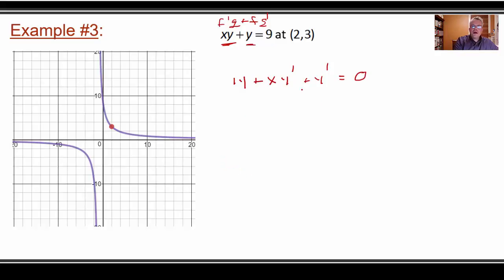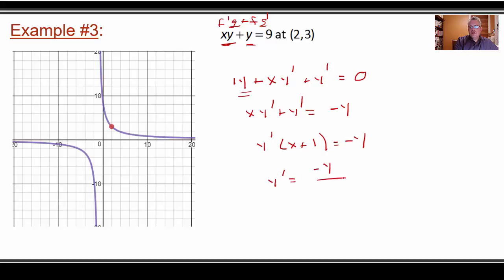Okay, now, this is some algebra. Pretty much what we have to do is get everything without y prime on the right side. So we'll get x y prime plus y prime equals minus y. I subtracted that term from both sides. Then I factor y prime out of what we have here. So y prime times (x plus 1) equals minus y. So I just factored out the y prime, and now I divide by x plus 1. I get y prime equals minus y over x plus 1.